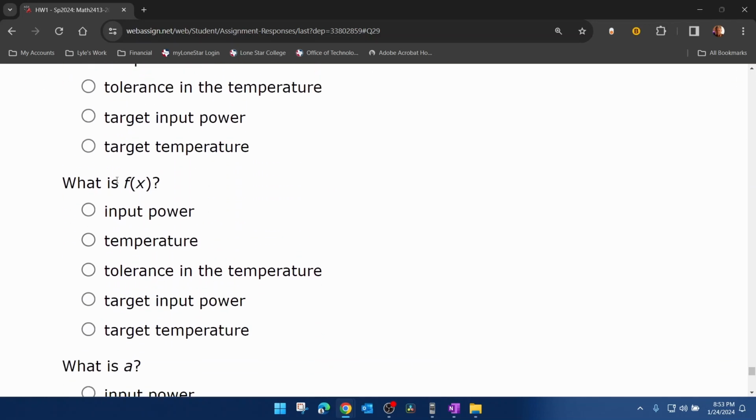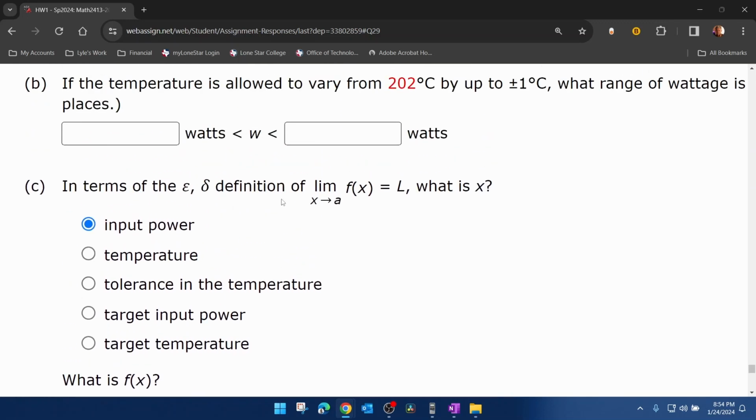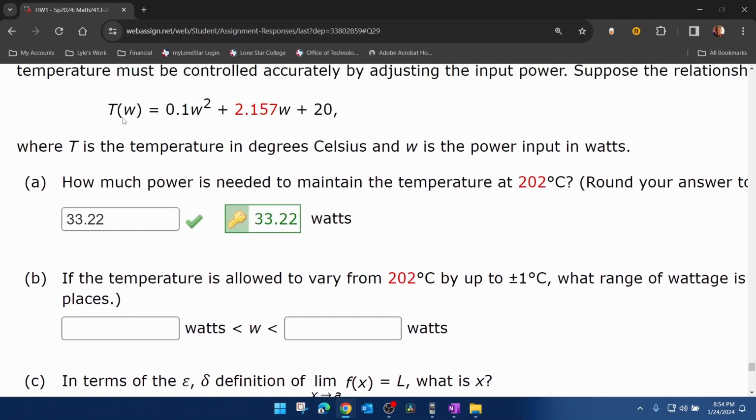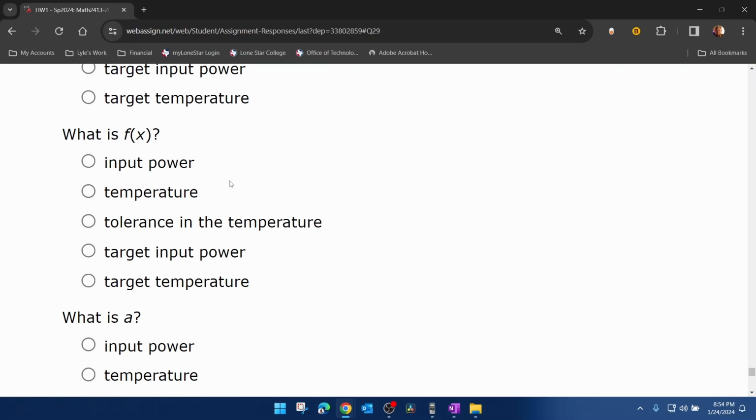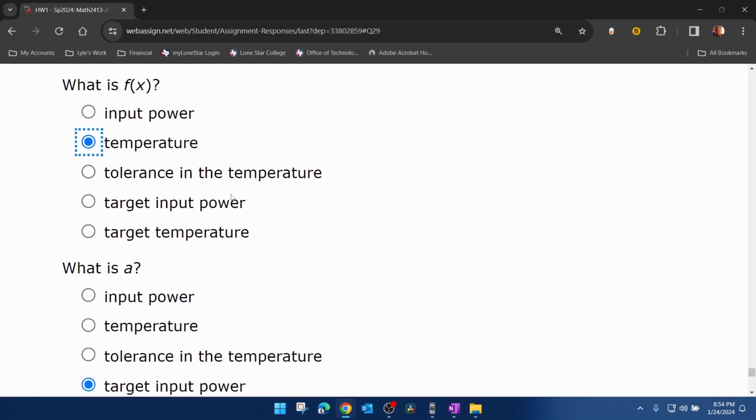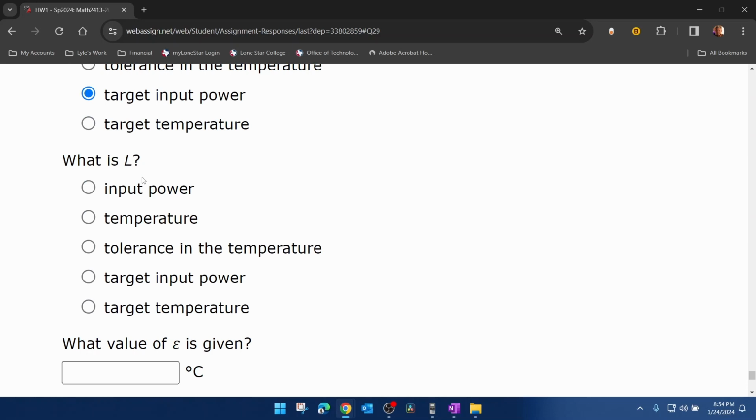All right, what is f of x? Well, remember in this case, f of x is the temperature based on the power. And so if we scroll down and look at our options, f of x is y, which in this case is temperature. It's not the target temperature. F of x represents the actual temperature depending on what the power is, okay? L is the target temperature. L is the temperature that we're approaching, so it's the target temperature.